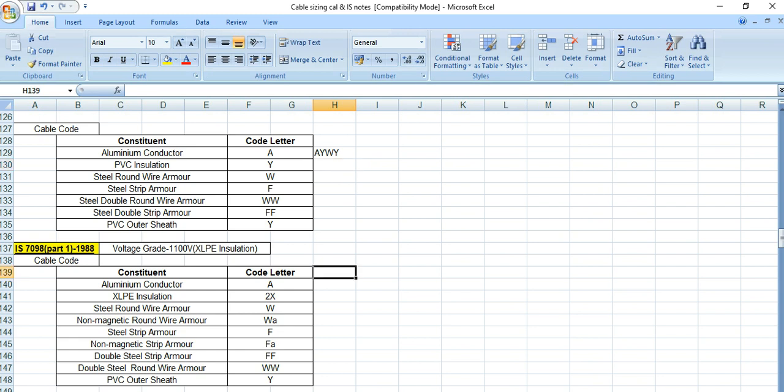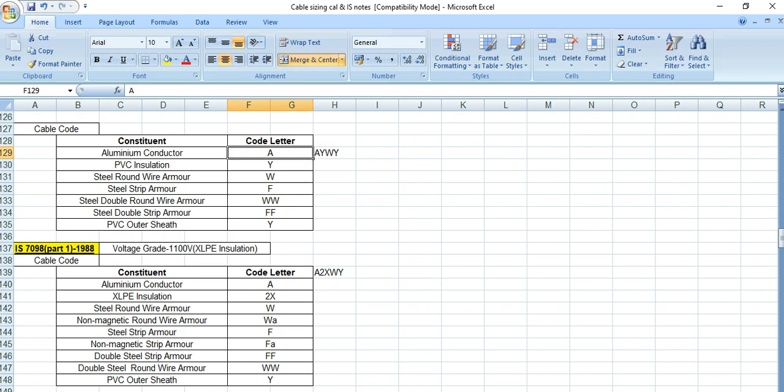Or A2XWY. So from this code we can understand the cable construction: its conductor, its insulation, its inner sheath or outer sheath, whether the cable is armored or non-armored. So let's start. This will be a very short video, but I think it will be helpful.